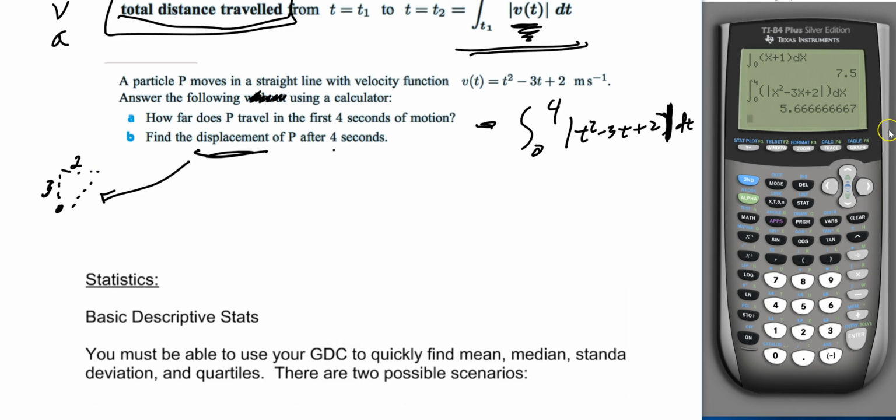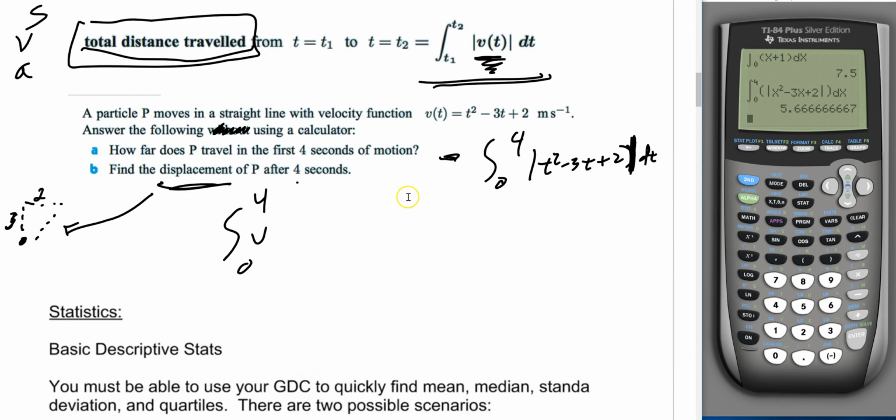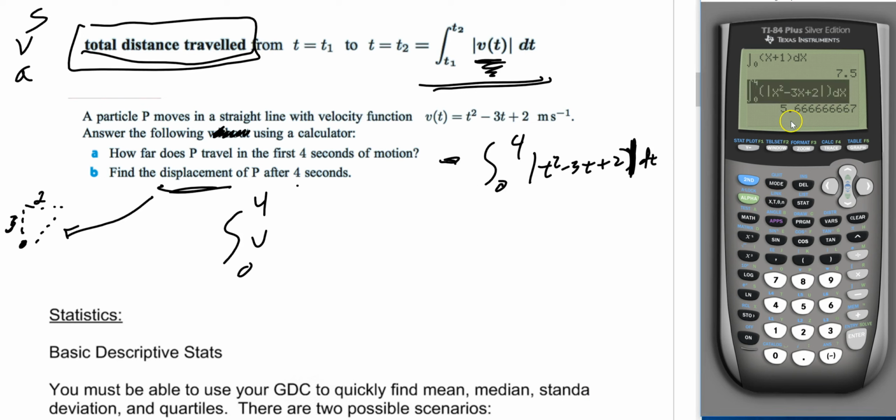So that's displacement. All we do is a straight integration. Just integrate the velocity function from 0 to 4, no absolute values. So you can get my equation back. Right here is what I wanted to get back.